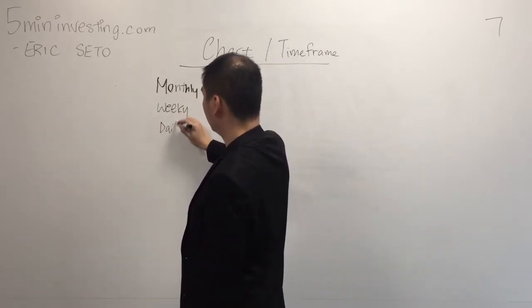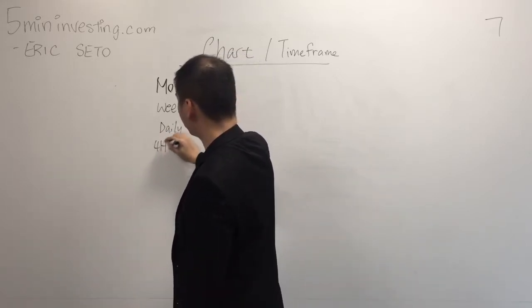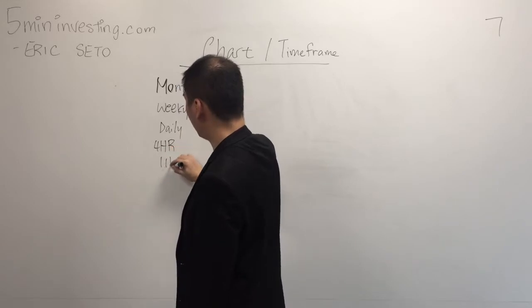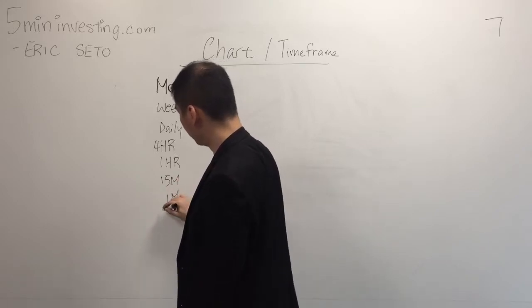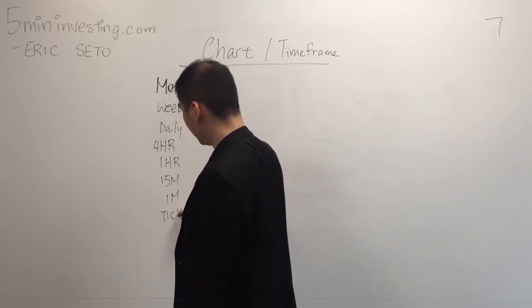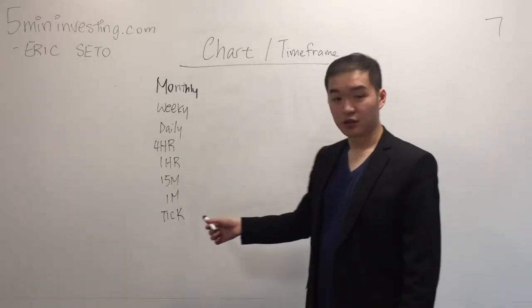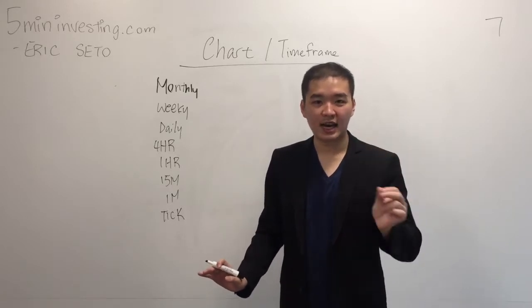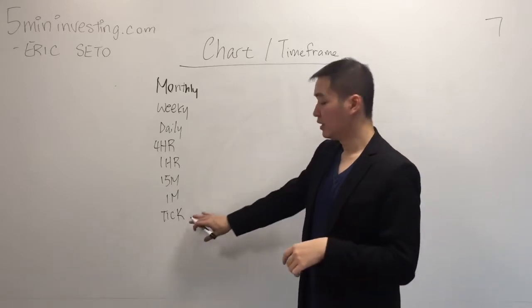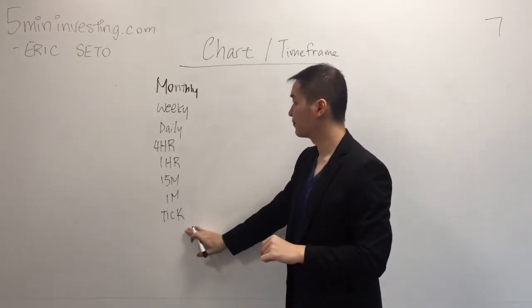Daily, and I'm just going to do this quickly here. Every 4 hours, every 1 hour, every 15 minute, 1 minute. There's a 5-minute chart, but just ignore it. And tick chart. So it goes all the way down to a tick chart. That means every tick, basically a transaction that goes through in a market, the chart will move. The price will move based on each tick.